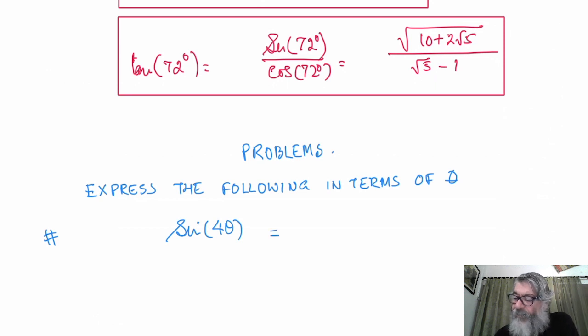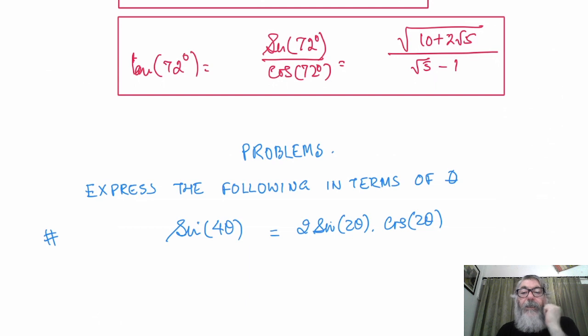Sine 4 theta can be written as 2 sine 2 theta cos 2 theta. Sine 2a is 2 sine a cos a. So sine 4 theta will become 2 sine 2 theta cos 2 theta. We have expressed them in terms of angles of 2 theta. Now he wants to express them in terms of theta. So what we have to do is, 2 sine 2 theta means 2 sine theta cos theta.